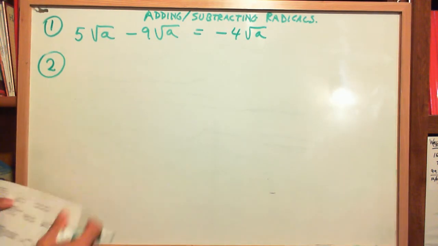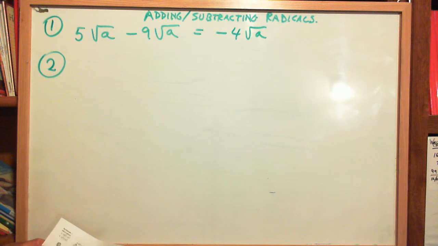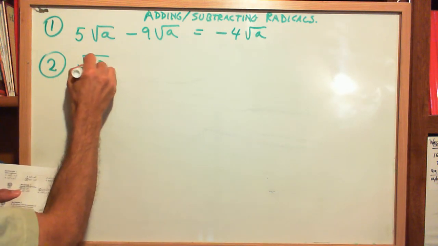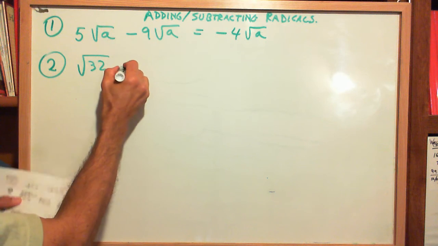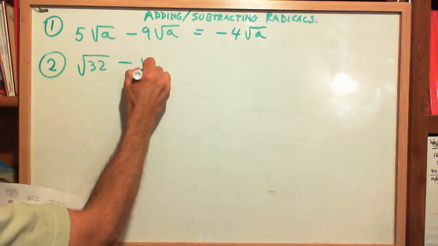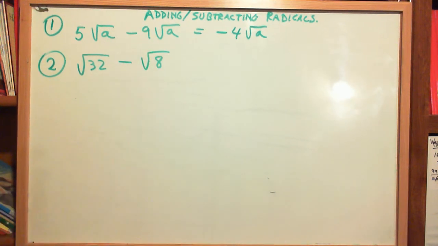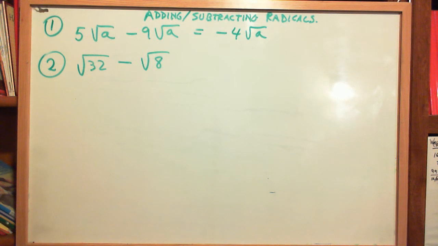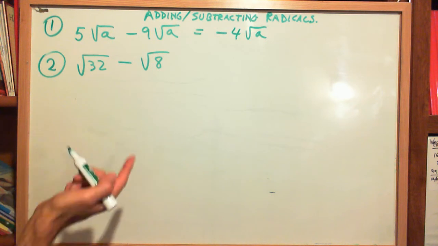All right. Now we get a little more complicated. Square root of 32 minus the square root of 8. Now I really recommend you do not do anything in your head when you're doing radicals. That has only served to confuse more students than you can imagine. And I don't even do it.